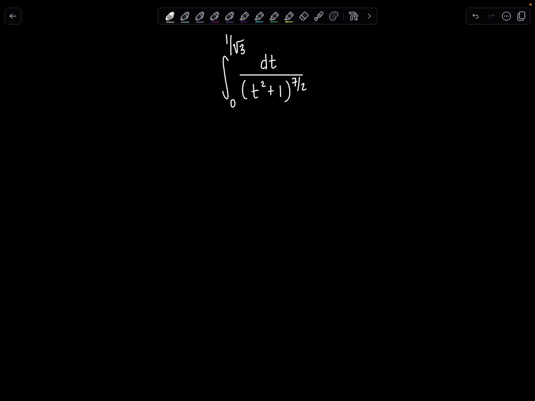We have a definite integral from 0 to 1 over rad 3 of 1 over (t squared plus 1) to the 7 halves dt. So hopefully it's pretty clear that when you start off, you're going to need to do trig sub. And notice this is a definite integral, so we're going to change our limits of integration as well.